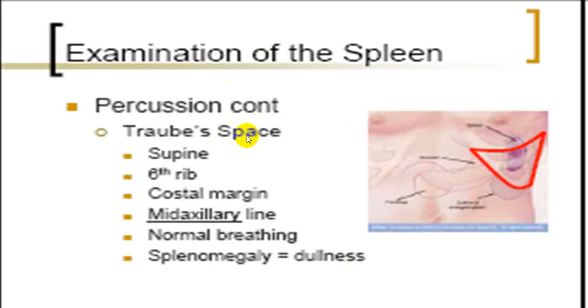Traube space is a space which you can define. Medially there is the cardiac border, laterally there is the spleen, superiorly the lung resonance, and inferiorly the costal margin. So in a supine posture, with the costal margin and mid axillary line, splenomegaly will produce a dullness laterally, and this will be a triangular space which has a tympanic note because of the gas in the fundus of the stomach.